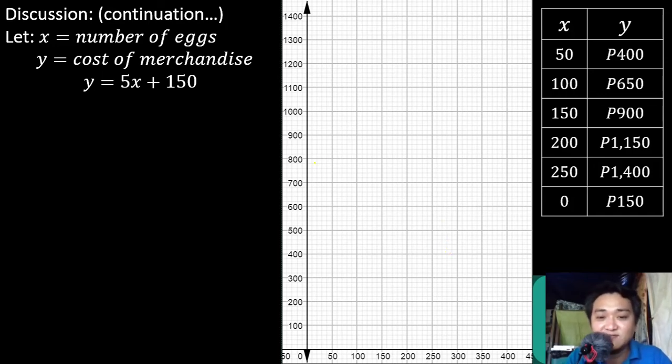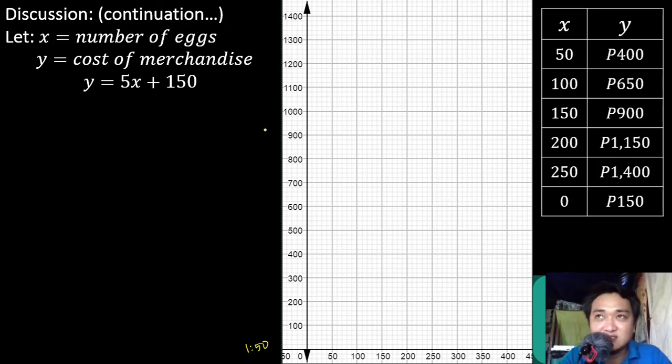So in this graph, yung x-axis natin, ang scale niya is 50 by 50, 1 is to 50. Ayan, so it's multiples of 50 for short. So that is 50, 100, 150, 200, 250, 300. Yun yung number of eggs na pwede nating i-deliver.